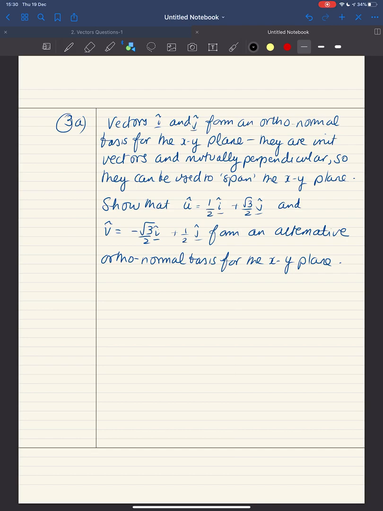Right, vectors i and j form an orthonormal basis for the xy plane. They are unit vectors, and mutually perpendicular, so they can be used to span the xy plane. Show that u hat, which is a half i plus root 3 over 2 j, and v hat, which is minus root 3 over 2 i plus a half j, form an alternative orthonormal basis for the xy plane. Okay, so this wasn't in the course this year, so it won't be in the exam, but I'll do it for completeness.